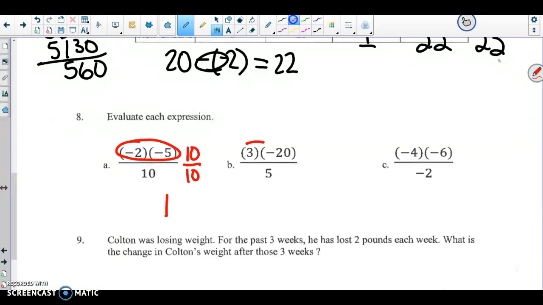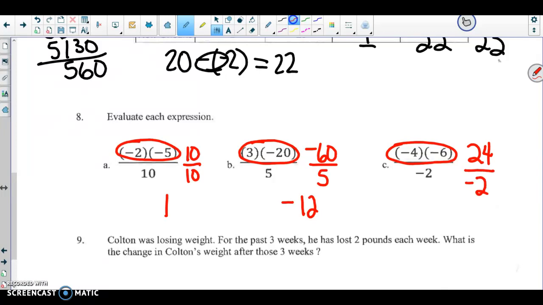This one, I've got to do this part first. I've got -60 because a negative times a positive is a negative, divided by a positive 5. So my answer is going to be a negative, and 5 goes into 60 12 times. This one, I've got a negative times a negative, so it's going to be a positive 24 divided by a -2. Well, now I have a positive divided by a negative, so my answer is going to be a negative 12 because 2 goes into 24 12 times.